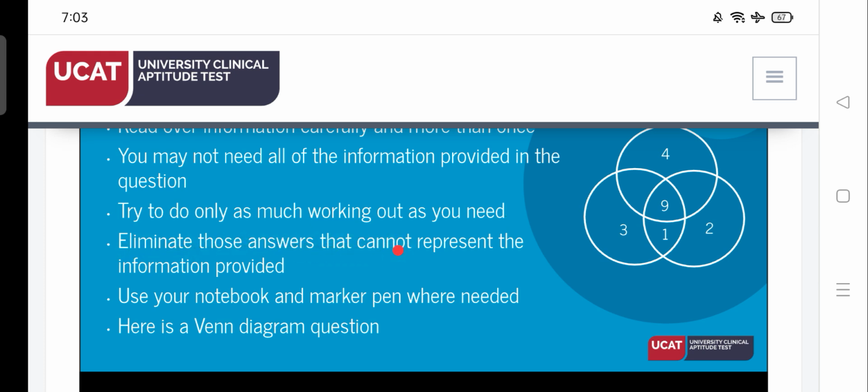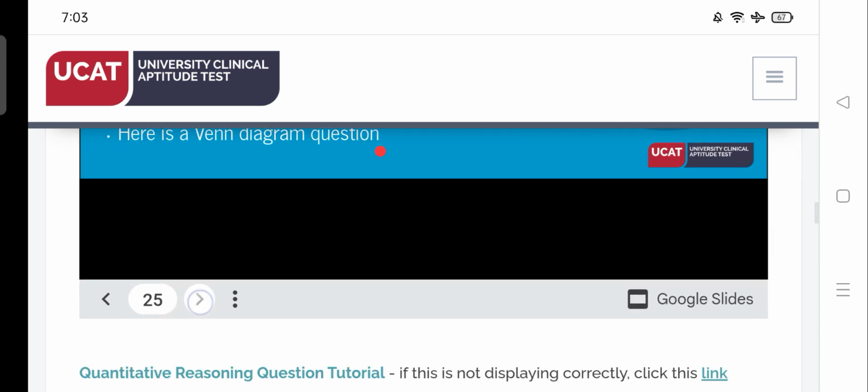Eliminate those answers that cannot represent the information provided. You can eliminate those answers that you think are not related to the information presented to you. You can use your notebook and marker pen where needed to draw your information and write out your working to conclude your answers. So here is a Venn diagram question.